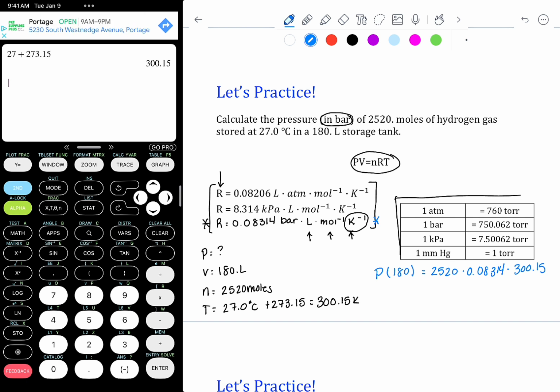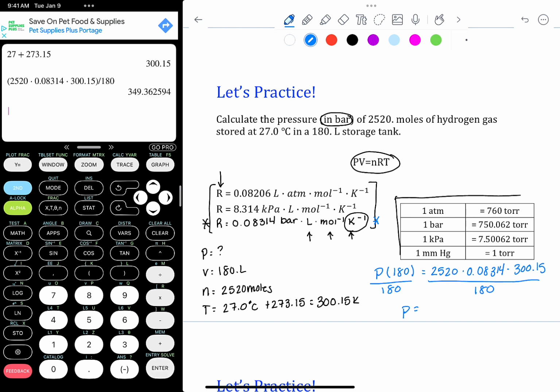In order to isolate P, I'm going to divide both sides by 180. And we get pressure is equal to, well, I'm going to do 2520 times 0.08314 times 300.15. And then I'm going to divide that by 180. I get a pressure of 349.36 bar. With sig figs, this would come down to 3, so this would be 349 bar for our pressure.